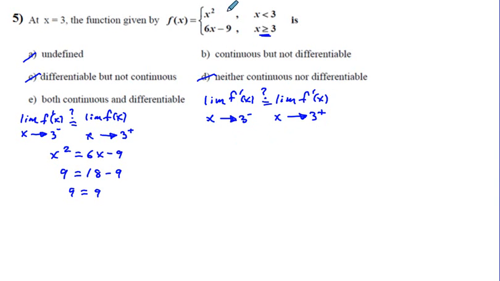On the left side we have the derivative of x squared, which is 2x, and the right side we have the derivative of 6x minus 9, which is going to be 6, and now plugging in 3, we have 2 times 3 is equal to 6, 6 is equal to 6. So that checks out for both continuous and differentiable. Answer choice E.